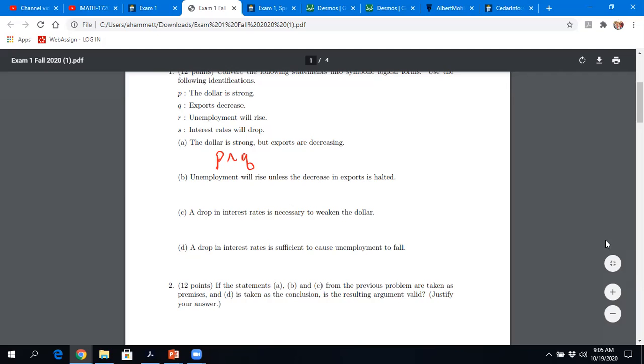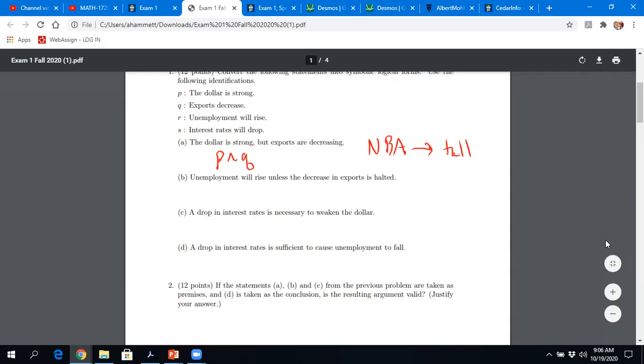Unemployment will rise unless the decrease in exports is halted. I think there was one person who came up with a good example. I can't remember who it was. But someone said, if you are in the NBA, then you are tall, right? So NBA implies tall. Does that make sense? There are rare exceptions to that, but let's just accept that.